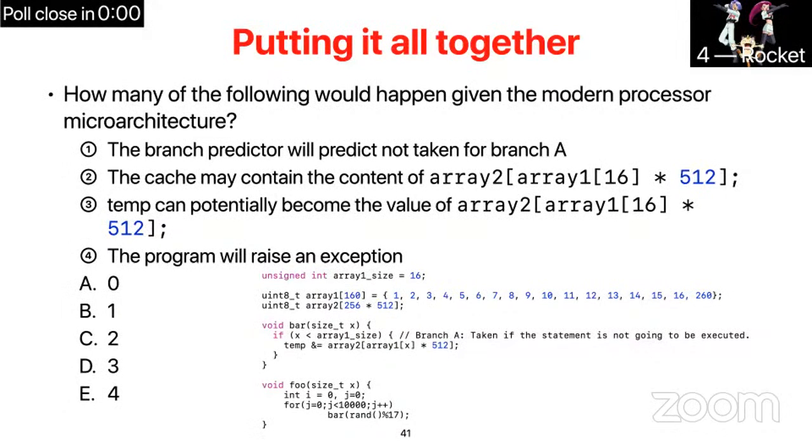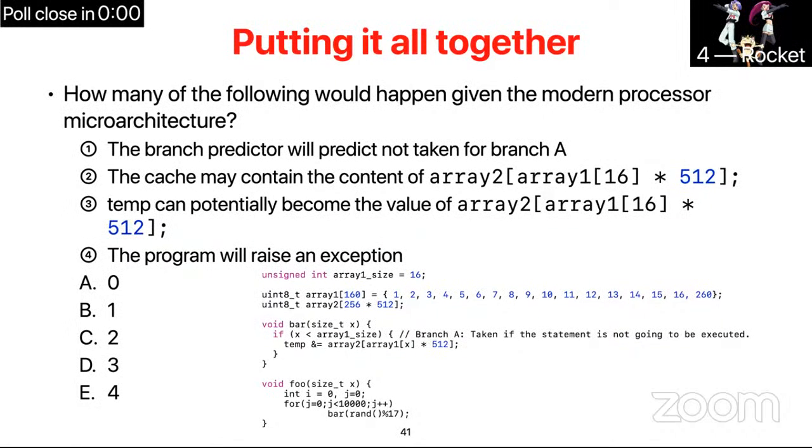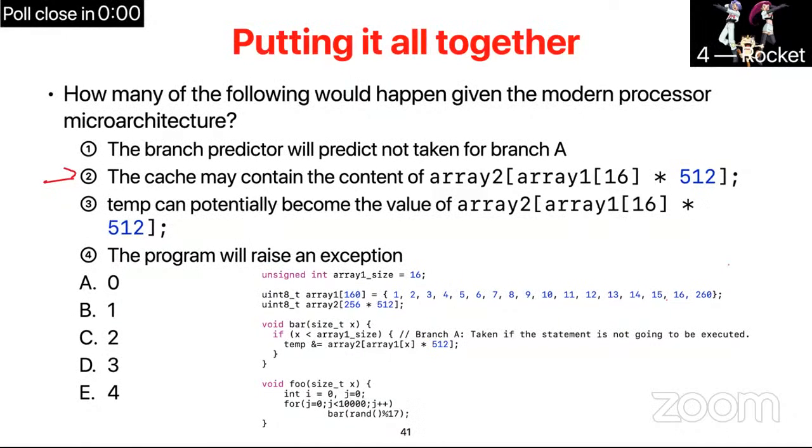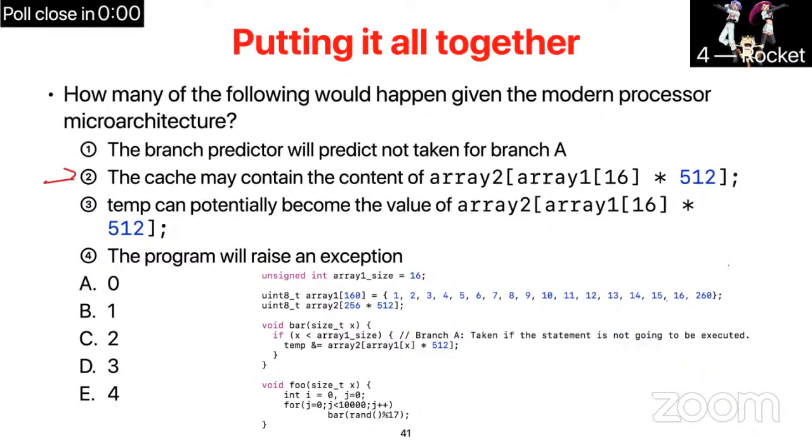So we think it's 2 for two reasons. The cache is going to contain the content of array 2, and we didn't see a reason why it wouldn't. That was our main argument. It's going to be loaded into temp, so it should be in there. How come it will be loaded in there? Which line of code will it be loaded there? Line 7, temp equals array 2.